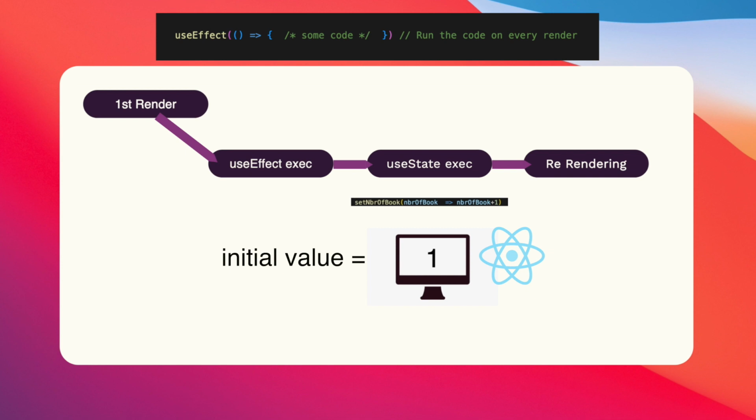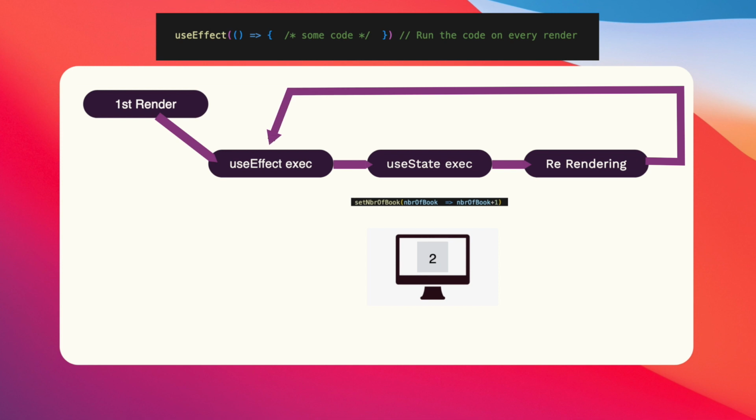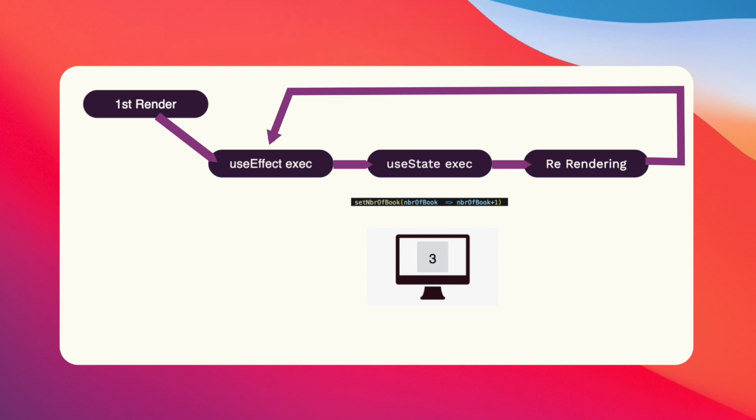So on the screen, we'll get the new value, which is 2, and the useEffect hook will get executed again because the UI just got rendered. So we'll be calling setNumberOfBook again, the UI renders another time, and our useEffect will be called one more time. And this is how we end up with an infinite incrementation of the number of books.